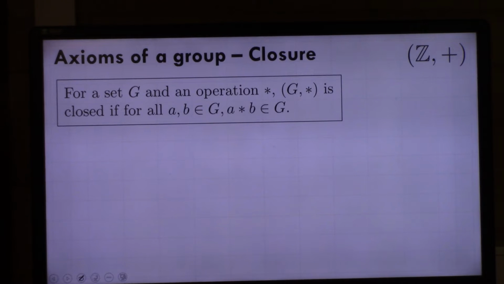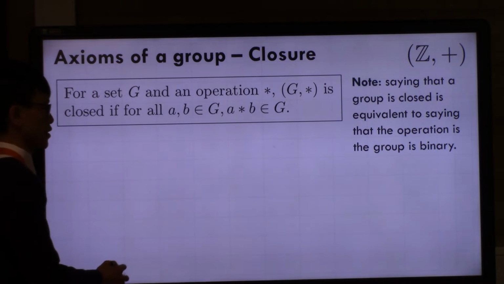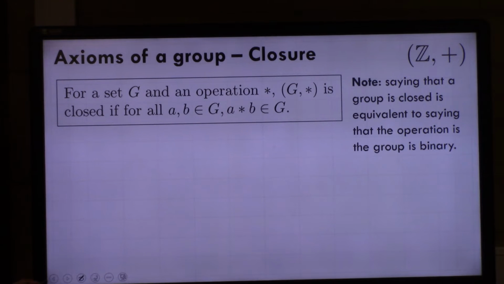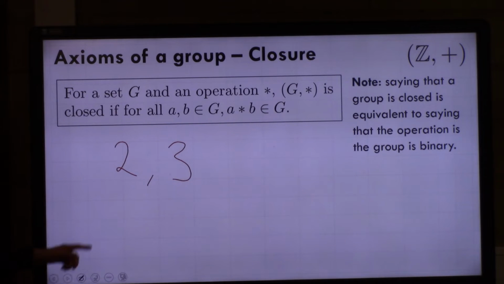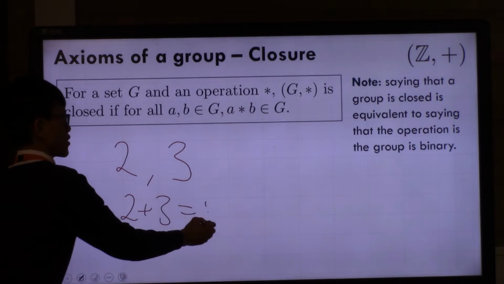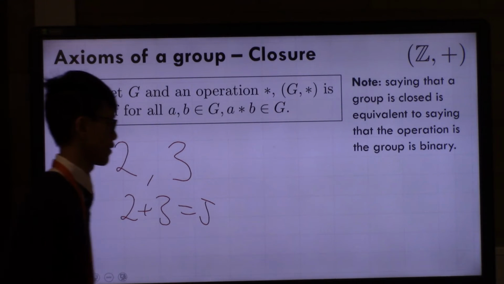Right. So the first axiom is closure, and this is what we were talking about before. So saying that a group is closed is equivalent to saying that the operation of the group is binary on that set. So for the example of integers and addition, if we were to take 2 elements from the integers, so for example let's say 2 and 3, under addition, if we add these together, we get 5, which is another integer, and that will work for any integers. If you add 2 integers together, you always get another integer, or another element of the integer set. And that's what closure means there.